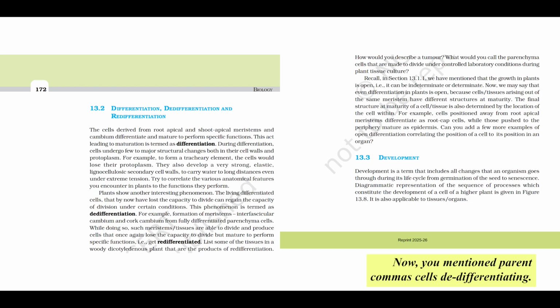Now, you mentioned parenchyma cells dedifferentiating. I remember reading about tumors in plant tissue culture. How does that relate to this? Is a callus a tumor? Excellent connection, yes. Relates directly. A tumor in plants, like in animals, is basically abnormal, uncontrolled cell proliferation. In plant tissue culture, we actually exploit dedifferentiation. We take differentiated cells like parenchyma, put them in a special medium, and under controlled lab conditions, we make them divide again. That's dedifferentiation in action.